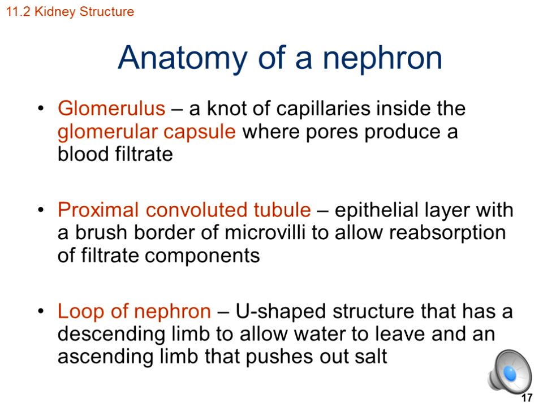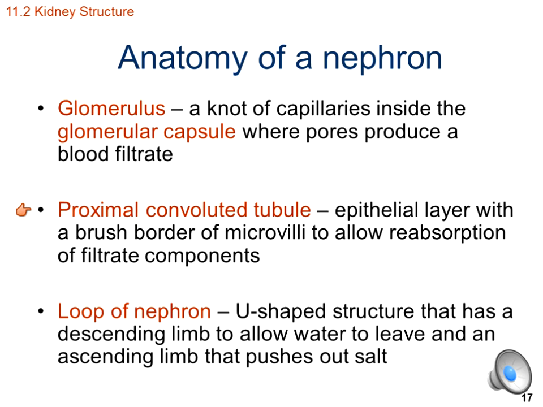So those structures of the nephron that I just went over: the glomerulus is a knot of capillaries inside of what we call Bowman's capsule, or a glomerular capsule, which produces the blood filtrate. So everything gets kicked out of the blood except for red blood cells, white blood cells, and plasma proteins. So the consistency of the filtrate at this point is about the same as that of blood plasma, minus the plasma proteins. Next area we have is the proximal convoluted tubule, which is a layer of epithelial cells that allow for reabsorption from the contents of the filtrate.